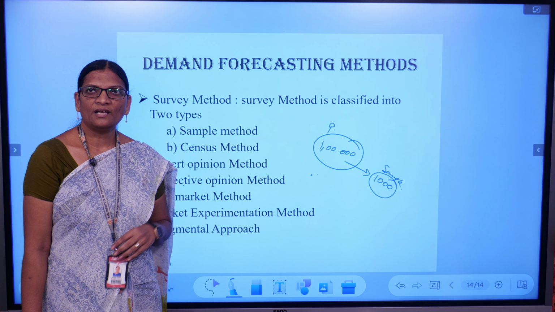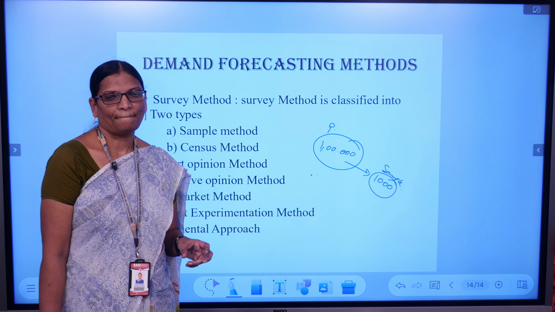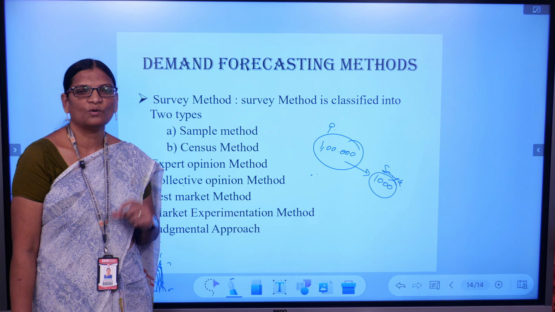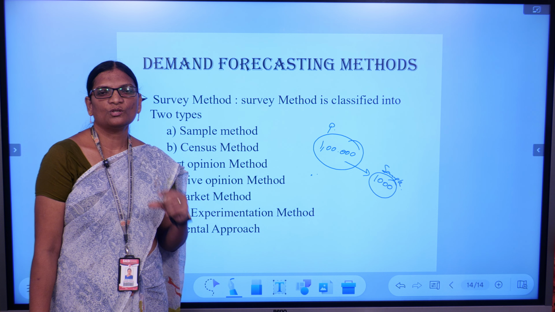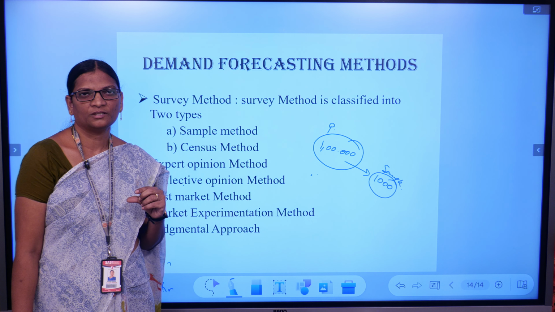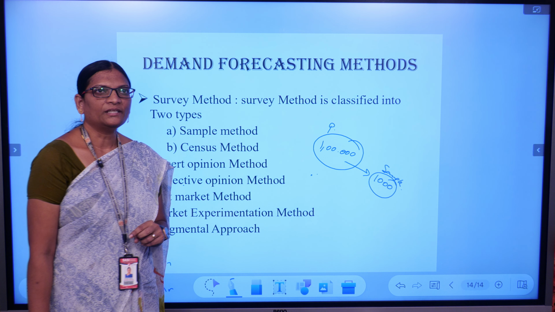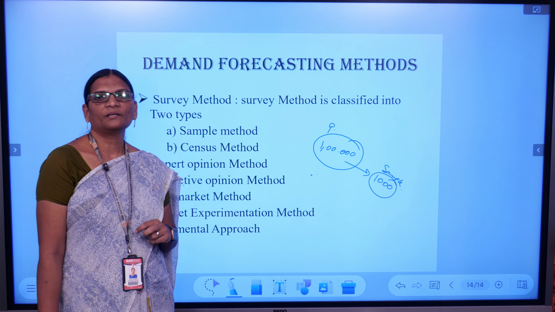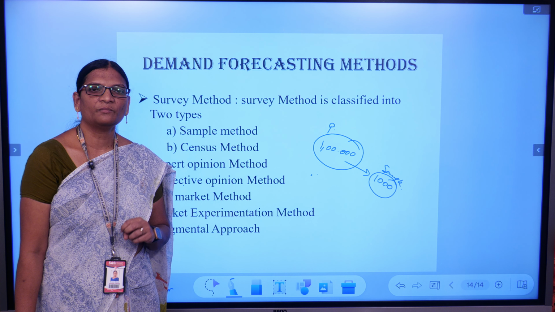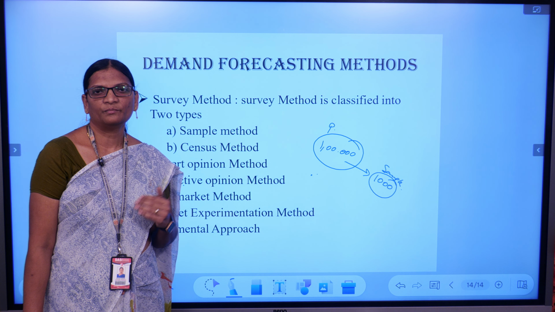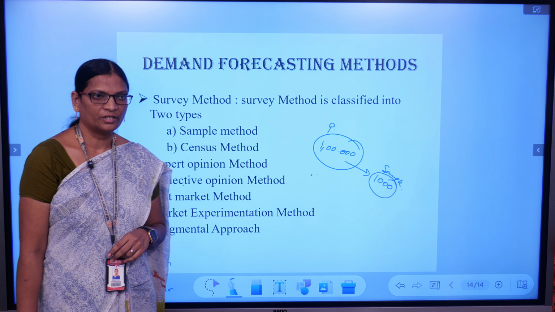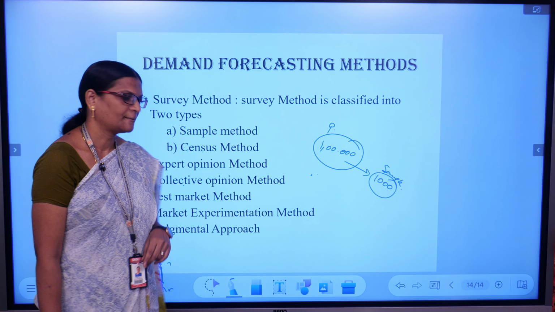That means they will launch sample production first with small volumes, for example small soaps, small sachets of shampoos, like that. They will release all those sample products and observe the feedback of the customers, and based on that the company may produce the actual volumes of production. That is called test market method.